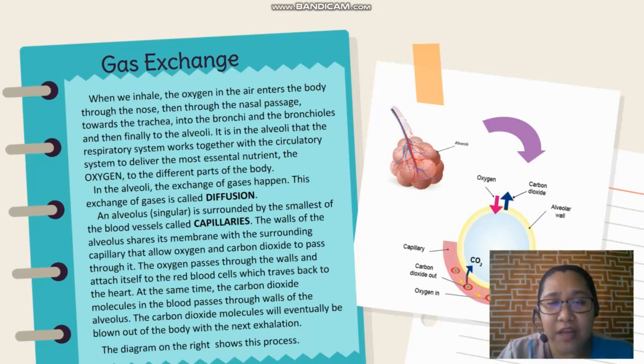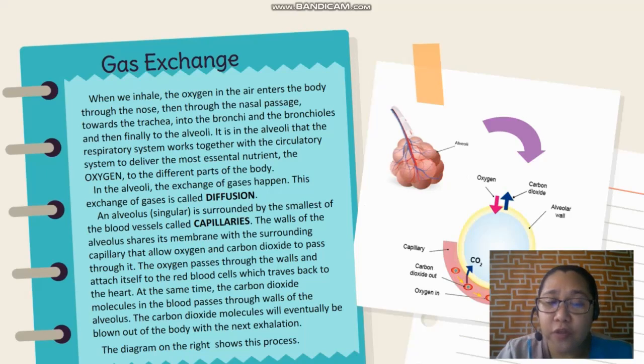Again, it is in the alveoli that the respiratory system works together with the circulatory system to deliver the most essential nutrient, which is oxygen, to the different parts of the body. As we have said earlier, in the alveoli, the exchange of gases happens, and this exchange of gases is called diffusion. An alveolus, which is the singular term for alveoli, is surrounded by the smallest of the blood vessels, which we call the capillaries.